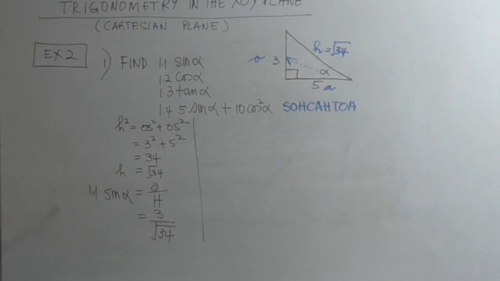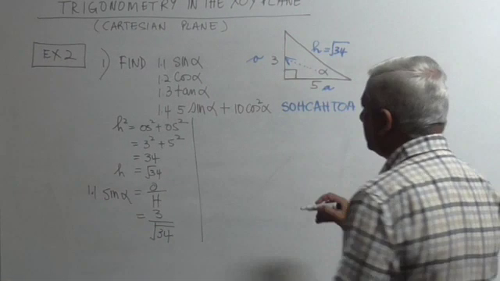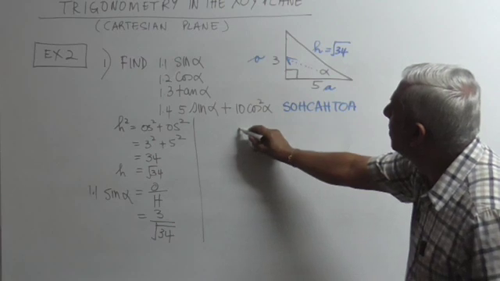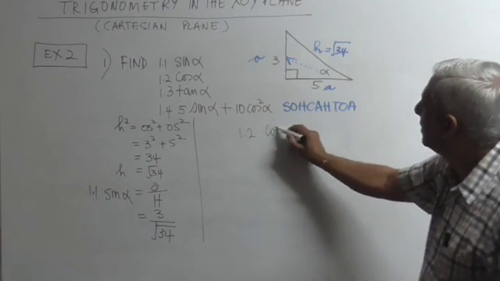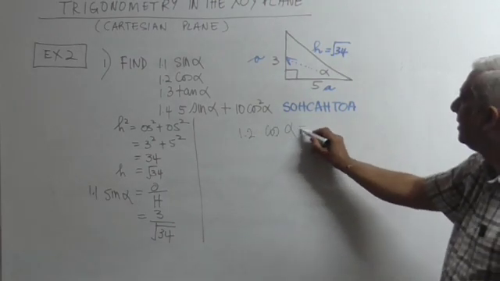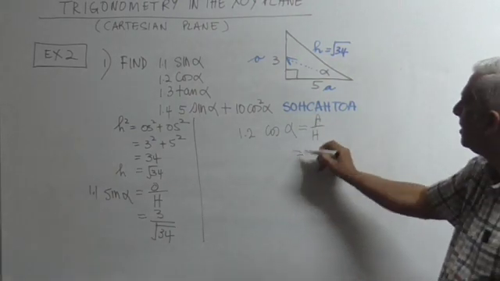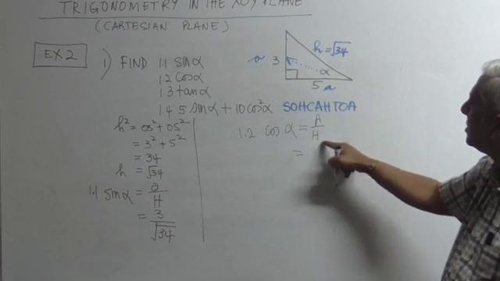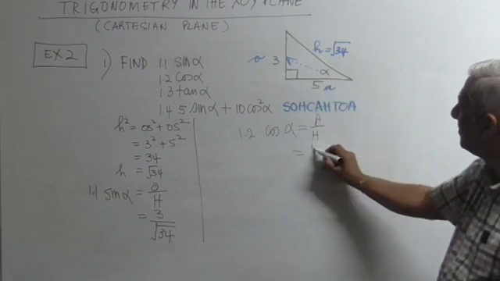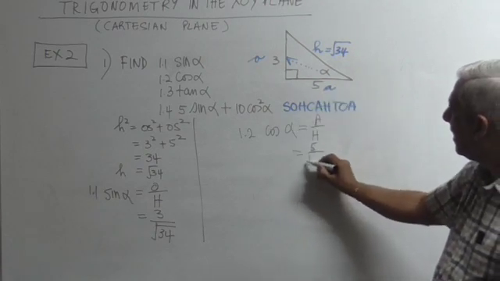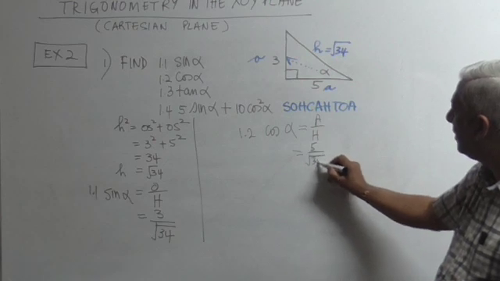Right. Now let's go on to 1.2. You want cos alpha. Cos alpha is equal to A over H. A is 5 and H is root 34.